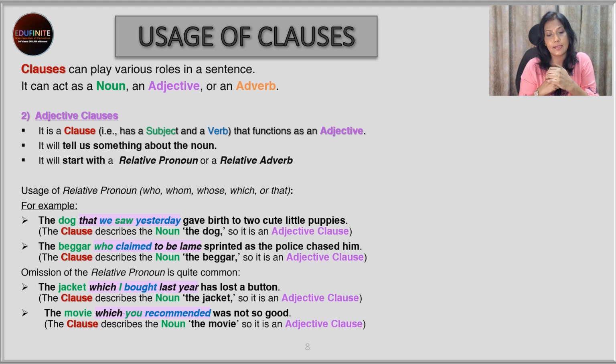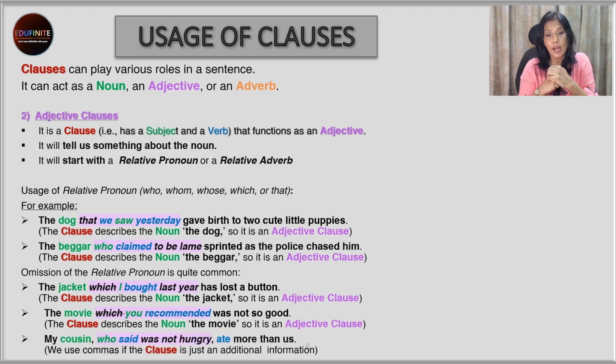Now, my cousin, who was not hungry, ate more than us. Now, who was not hungry is the adjective clause. Why? Who was not hungry? My cousin. So, it's describing my cousin. So, that's the adjective clause.